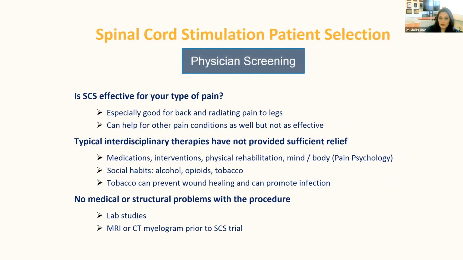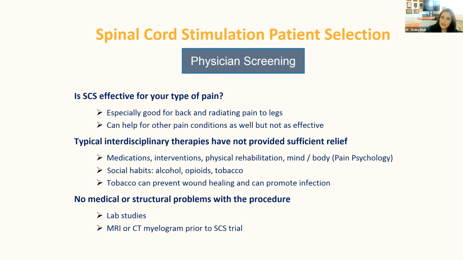For patient screening, we also want to make sure that this is the right type of pain. The current regimen that you've been on has not provided sufficient relief. What does that mean? You've done the physical therapy, you've done the interventions and the injections. Although they've helped in the past, now you're getting to a point where they're just not helping as much. You've done the pain psychology. We want to make sure that you're abstaining from alcohol, opiates, and tobacco during this time period, particularly tobacco, because it does interfere with wound and cellular healing.